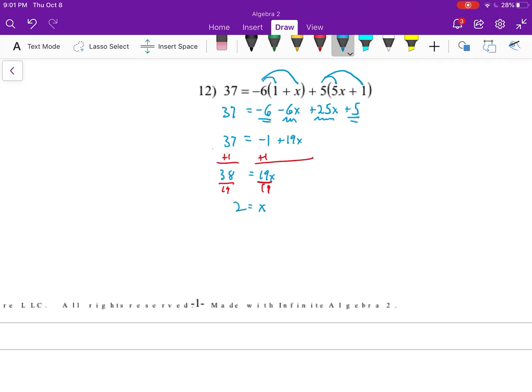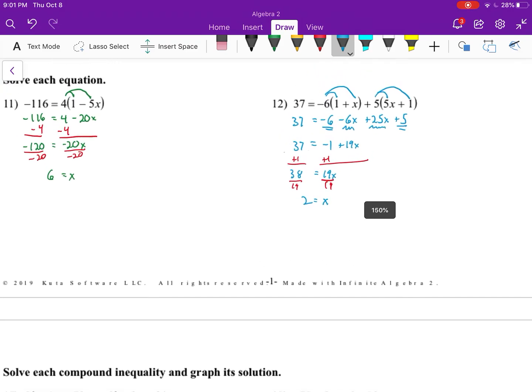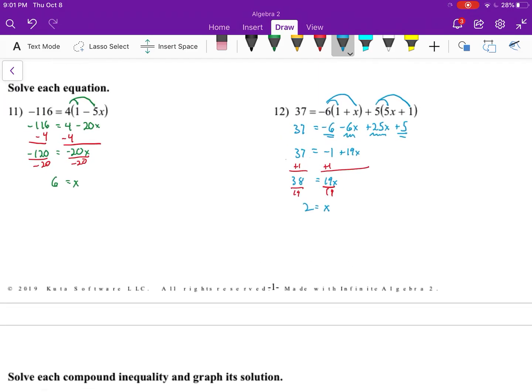So on both of those examples, there was only x's on the one side, in this case on the right side. That will not always be the case, so we're going to take a look at these next couple questions.